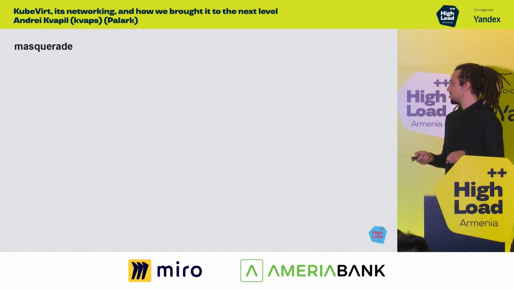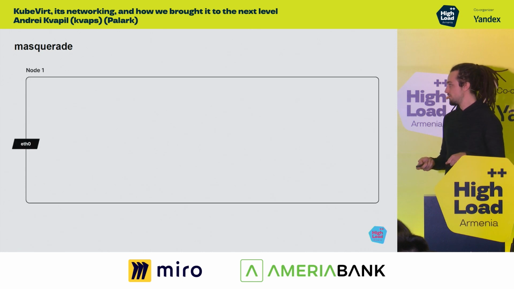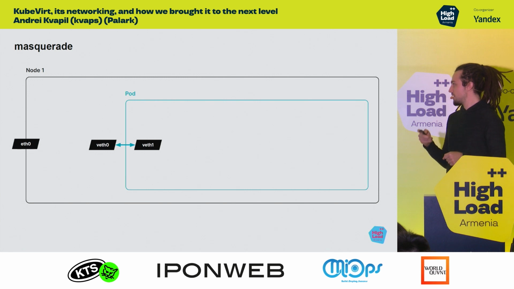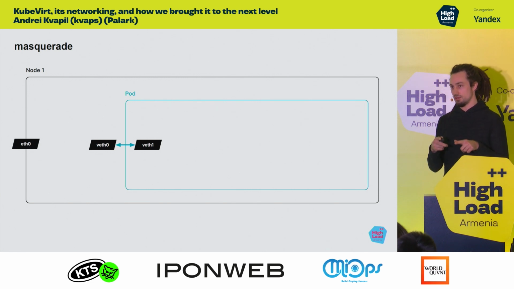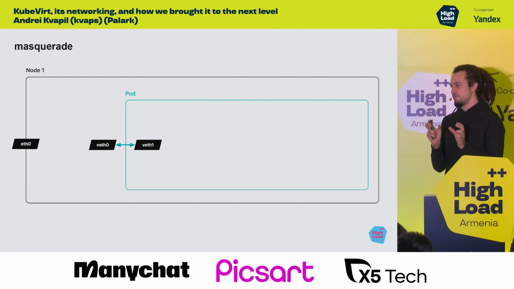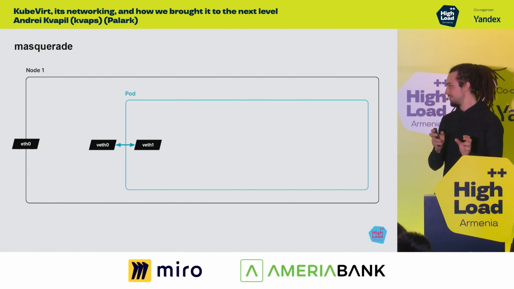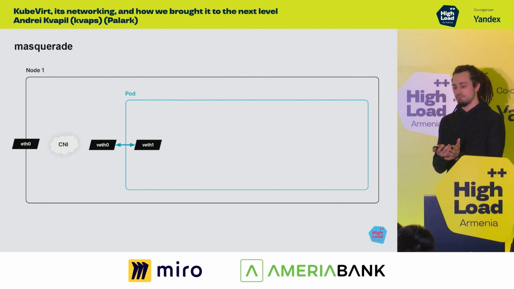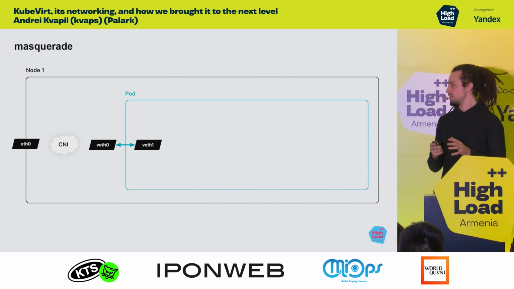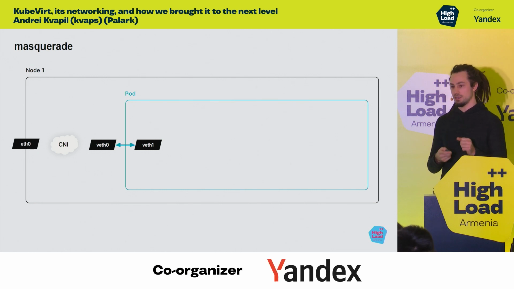Let's see how it works inside. For example, we have a node with a physical interface. Then we have a pod which runs the virtual machine. For this pod, like for any other pod in our cluster, a veth pair of interfaces is created. It's like a virtual wire connecting the pod network namespace with the node network namespace. And there is some CNI magic. We actually don't care how the CNI plugin acts, because we are mostly interested in what is happening inside the pod.